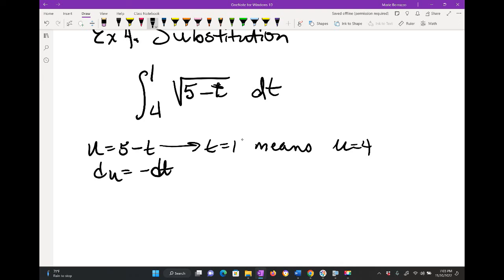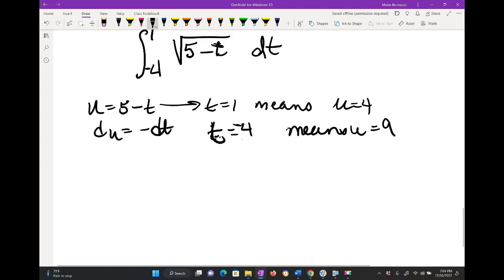And the other concept is t is equal to negative 4. This actually is a negative 4, my bad. Then that means that u is actually potentially equal to 9. So if the lower limit for u is larger than the upper limit, let's be careful not to reverse these.